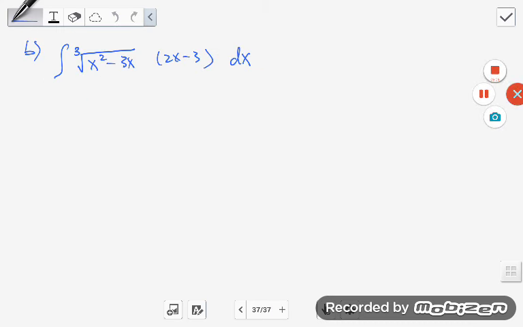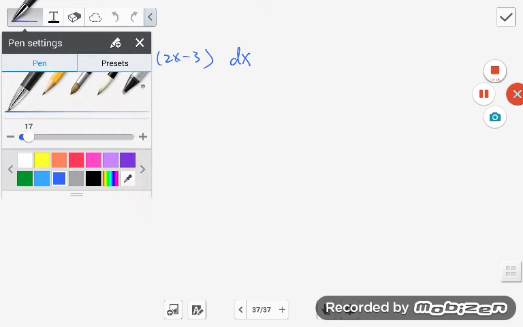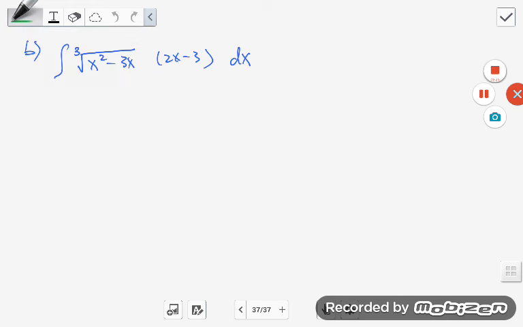So in this case, I need to find the indefinite integral of x squared minus 3x, cube root, the whole thing cube root, multiplied by 2x minus 3. Now, if you think about this, it looks pretty complicated, right? It's pretty long and looks pretty scary. But isn't my 2x minus 3 a derivative of that? This is just the derivative of my x squared minus 3x, right?